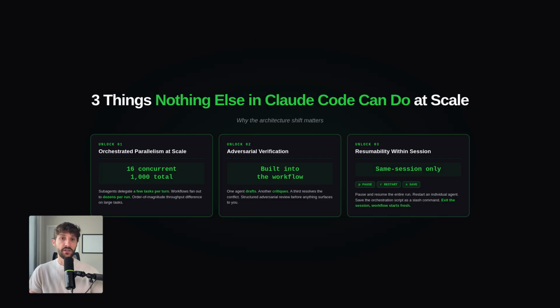Second, adversarial verification. Multiple agents review each other's output before anything surfaces to you. One agent drafts, another critiques, a third resolves the conflict. This is structured adversarial review built into the workflow itself. Third is resumability within the same session. Press P to pause or resume the entire run, R to restart an individual agent, S to save the orchestration script as a reusable slash command. One caveat, this only works within the same Claude Code session. Exit and restart and the workflow starts fresh.